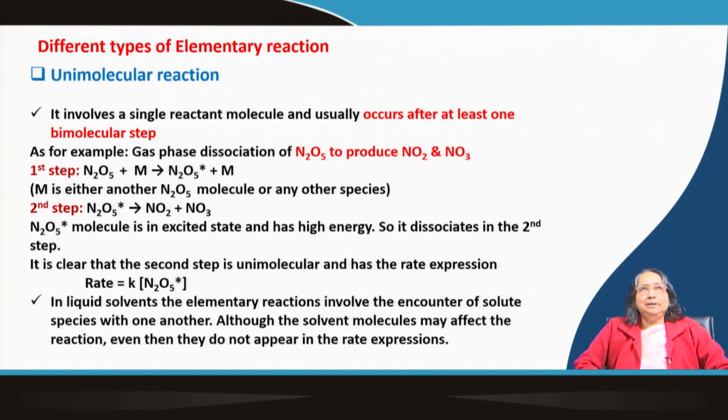Okay. Something like unimolecular reaction. What does uni mean? One, we know. So, a unimolecular reaction involves a single reactant molecule and usually occurs after at least one bimolecular step. Why is it written here? After at least one bimolecular step. This is very important, but easy to visualize.